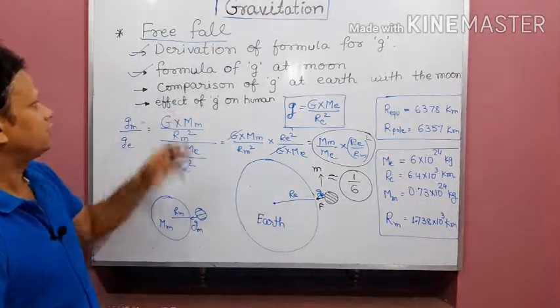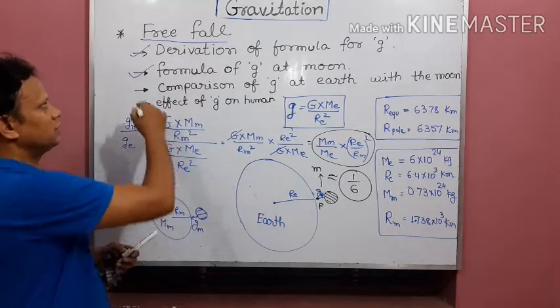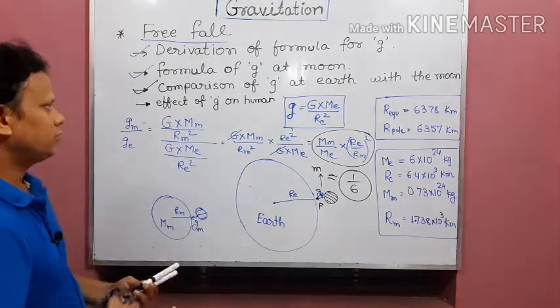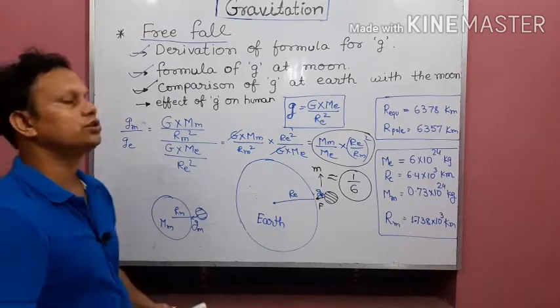So we have done the comparison of g at the earth with the moon. Now finally, what is the effect of g on humans?